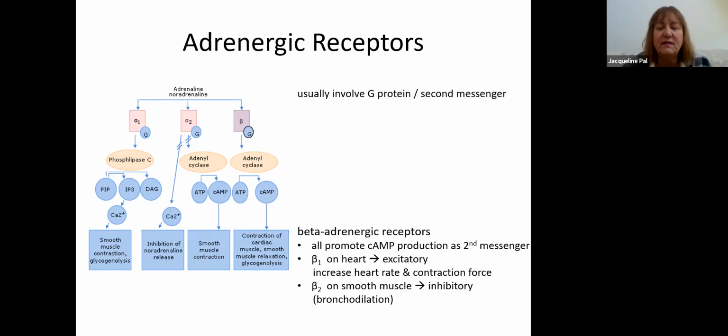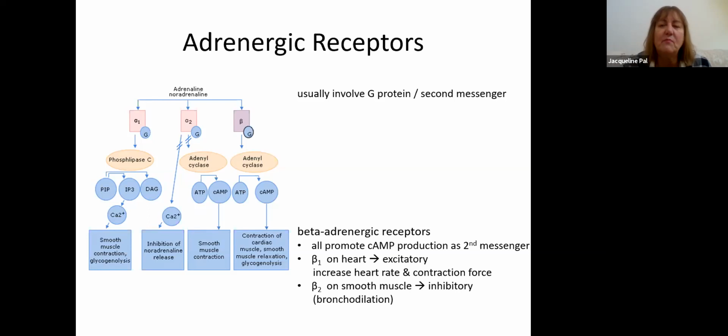A beta 1 receptor works on the heart, where it's excitatory, so it's going to increase the heart rate, and it's also going to increase the force of contraction, thereby increasing how much blood is being ejected with every contraction, and then it's being ejected faster. And so that really can increase circulatory output to all the organs.